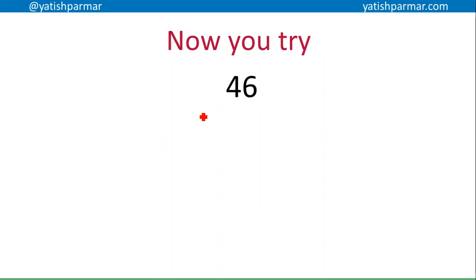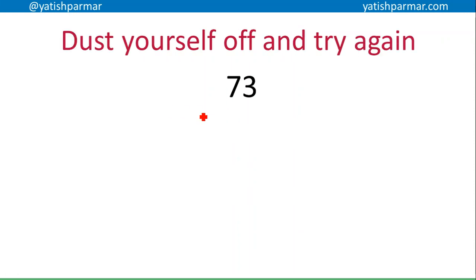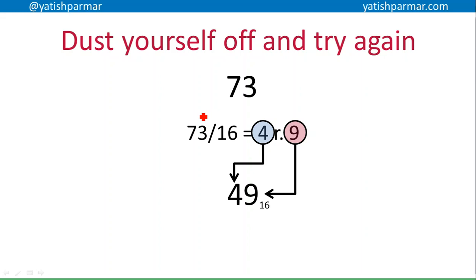So you try it out now. Hit pause. If I were you, I would do the conversion back in the other direction to confirm that you've got the right answer. If you hit pause and try it again, you should have got 46 divided by 16 is 2, remainder 14. 14 is the same as E, and therefore your answer should be 2E in base 16. If you want to have one more go before we move on: 73 divided by 16 is 4, remainder 9, and that means your number is going to be 49 in base 16.